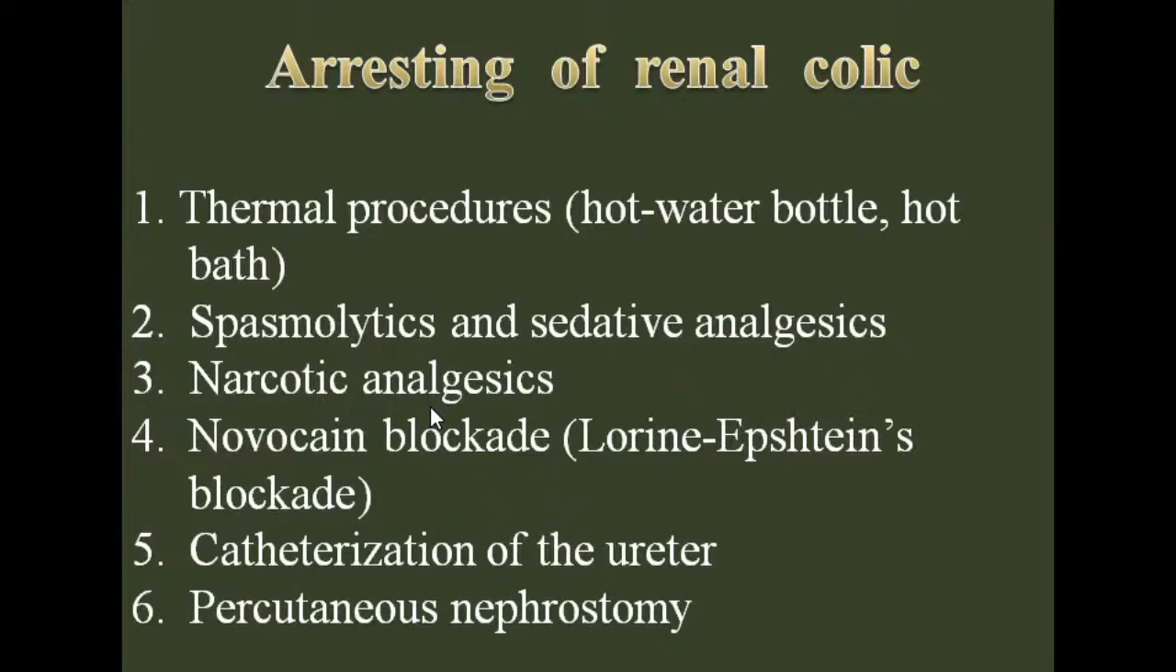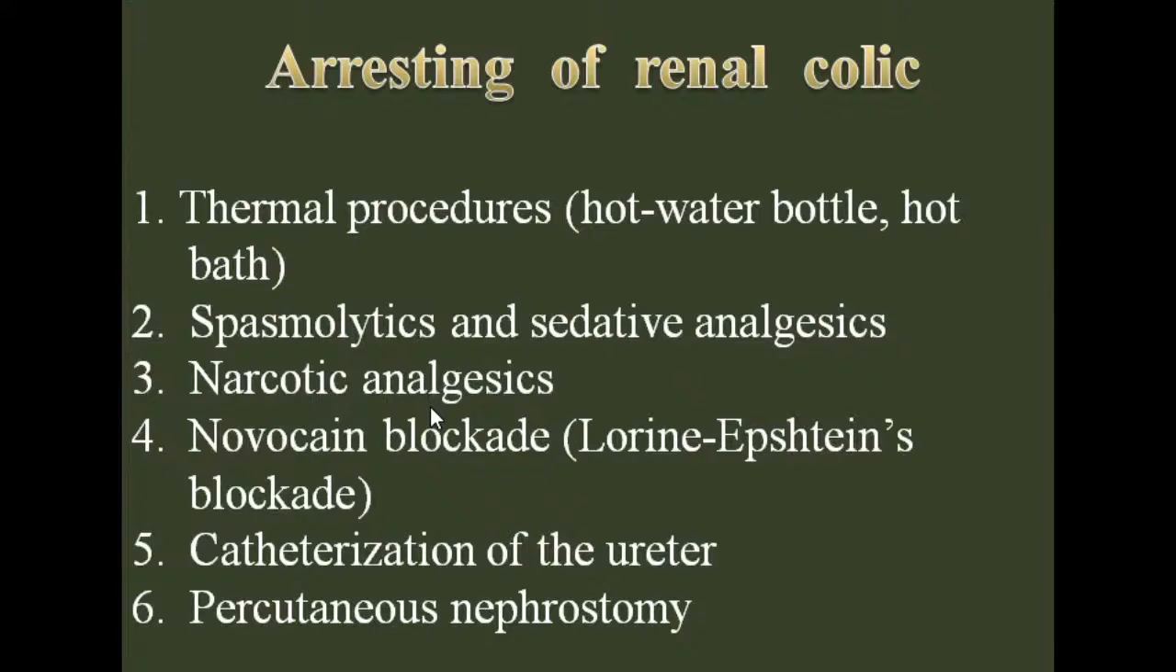That is called Lorin-Epstein blockade. It is a blockade of the spermatic cord in males and round ligament in females. This type of blockade may be effective in cases of distal localization of the stone, in the lower third of the ureter, for example, when it localizes near the urinary bladder.